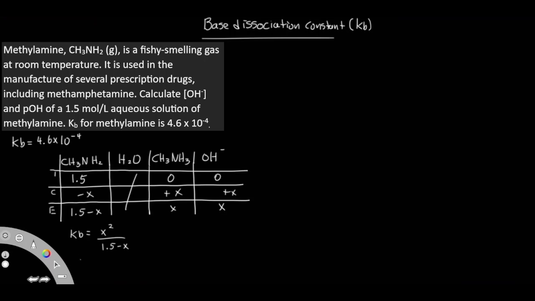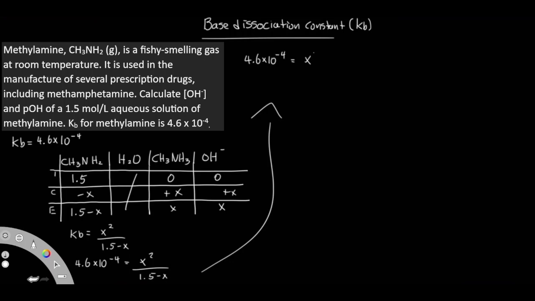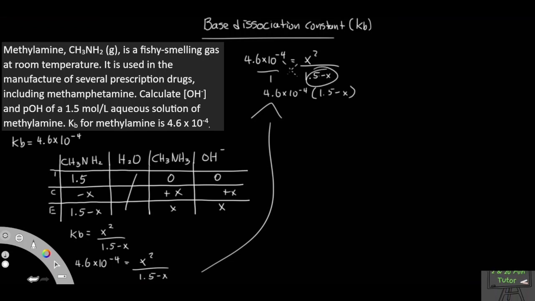So our Kb value was 4.6 times 10 to the negative 4. It's equal to our x squared all over 1.5 minus x. Bring this all the way up here. So all we're going to do is expand. By cross multiplying in both directions, you end up getting 4.6 times 10 to the negative 4. Doing the foil method, multiplying all of these together, equaling x squared times 1 just gives us x squared.